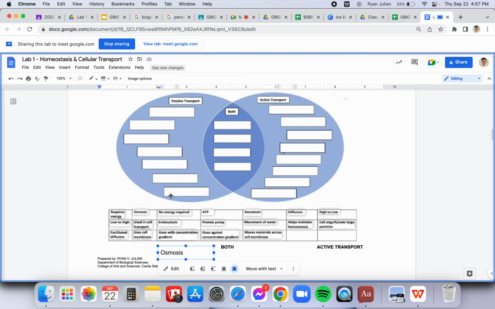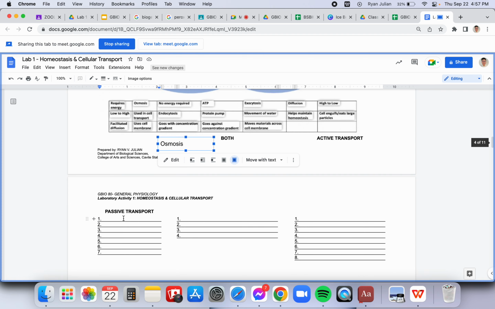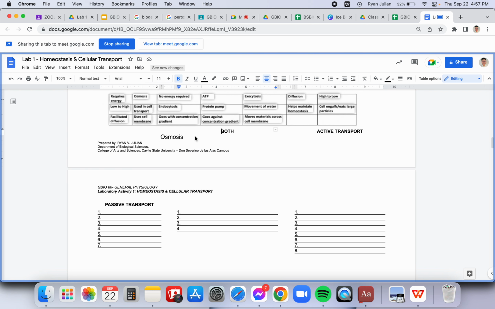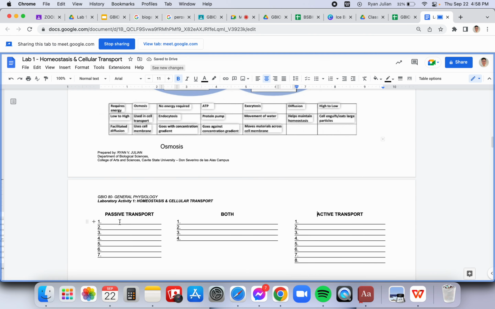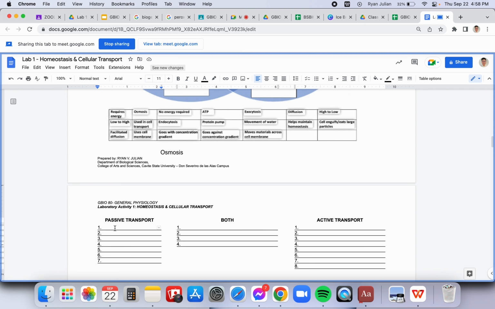Oh, no class, sorry. The table for this is already provided. So there's no need to drag. I forgot, I made it last night, so I overlooked it. So what you will do, class, is here it is. Just below the photo, the passive transport is already listed down, which has 7 possible answers. Just type, class, it won't get messed up no matter what you do.